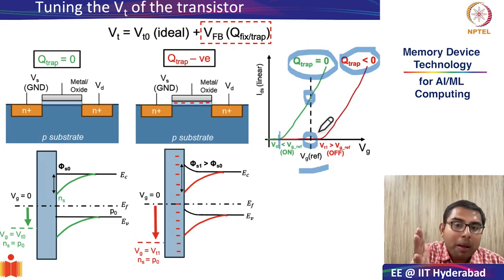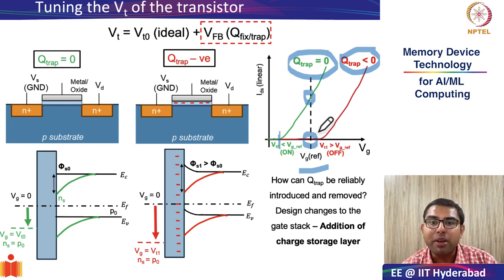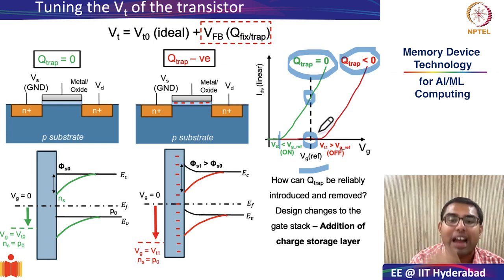So now we have understood in this particular slide that the most practical way of tuning the threshold voltage of the transistor, to transform a MOSFET device into a memory device, is to play with the trap charges. So the next question will be, of course, how can we reliably introduce and remove the trap charges into the oxide layer of the transistor? And this is where the modification part of the transistor will come.